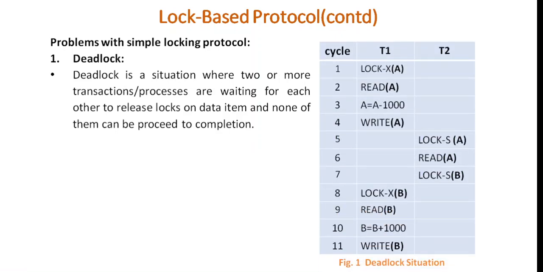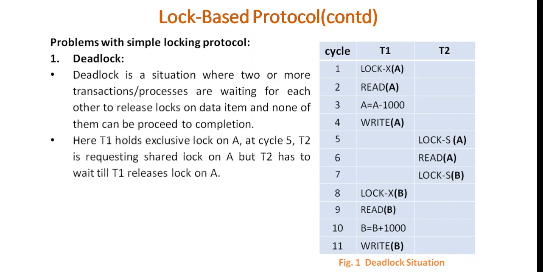Okay, now see, two transactions are given in this figure, transaction T1 and transaction T2. So first we'll see what deadlock is. Deadlock is a situation where two or more transactions or processes are waiting for each other to release locks on data items, and none of them can proceed to completion. So simply, in a deadlock situation, more than one transaction wants to access the same data item, but they could not access those data items because that data item is locked by some other process.